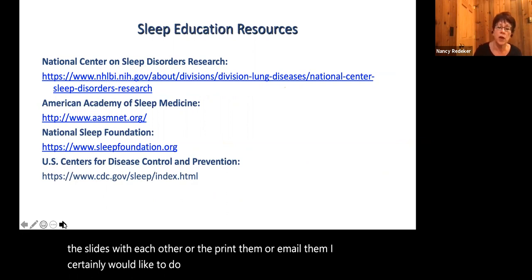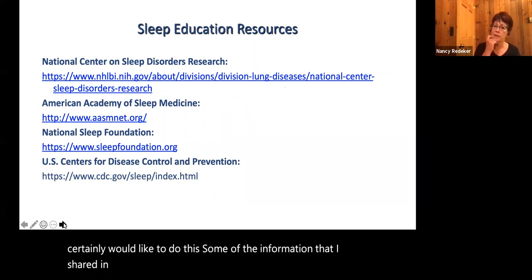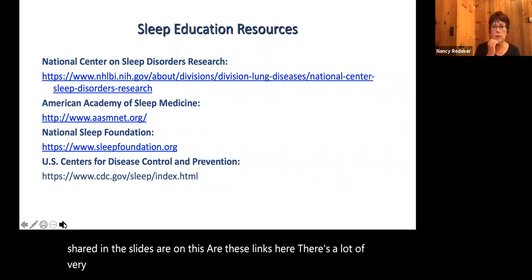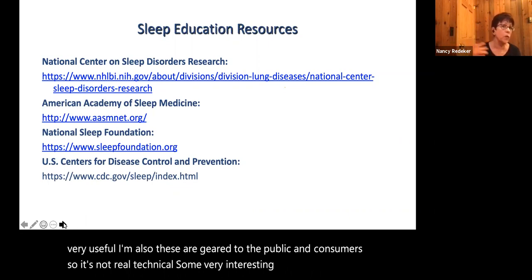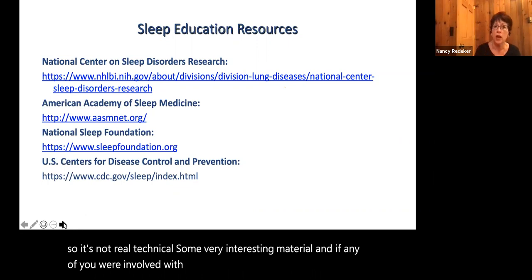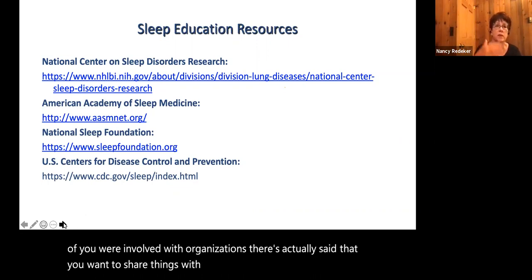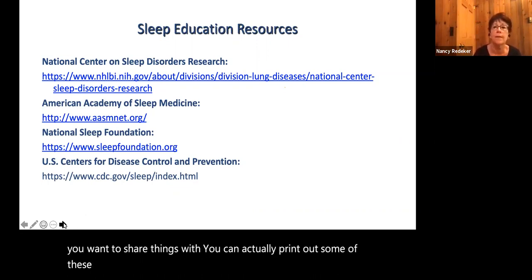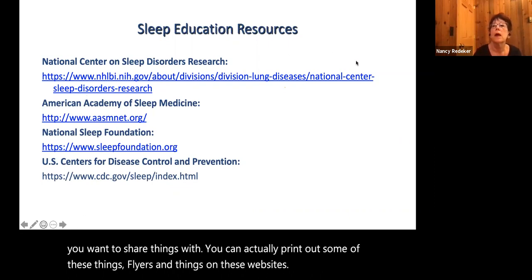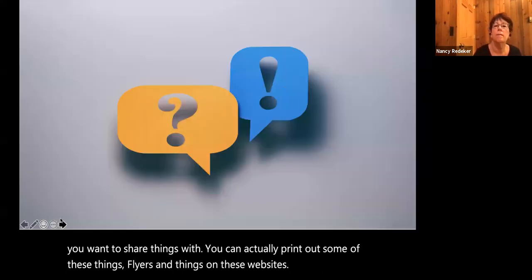Some of the information that I shared in the slides are these links here. There's a lot of very useful material, and most of these are geared to the public and consumers, so it's not real technical. Some very interesting material. And if any of you are involved with organizations that you want to share things with, you can actually print out some of these. There are flyers and things on these websites. Anyway, questions?